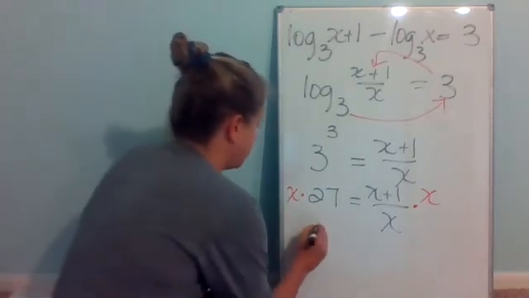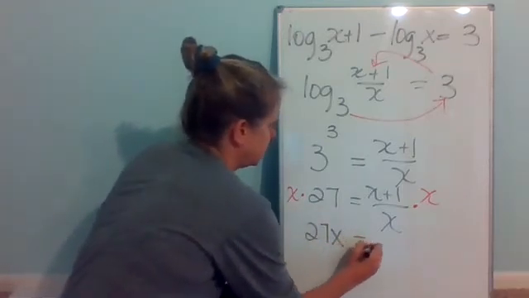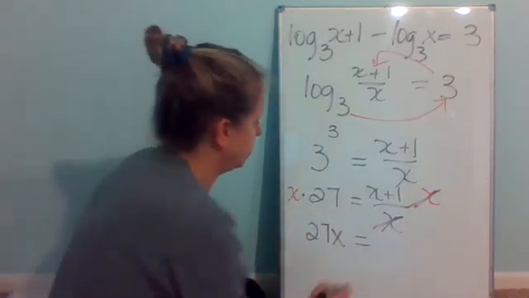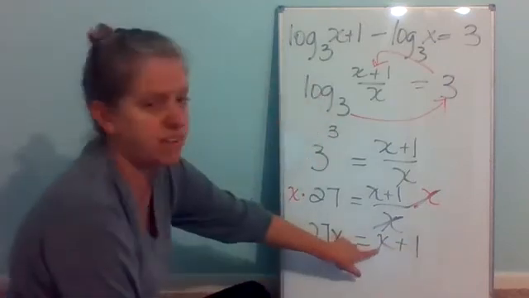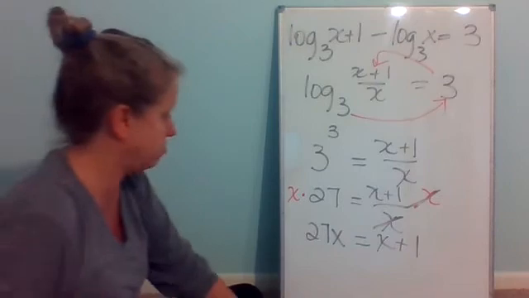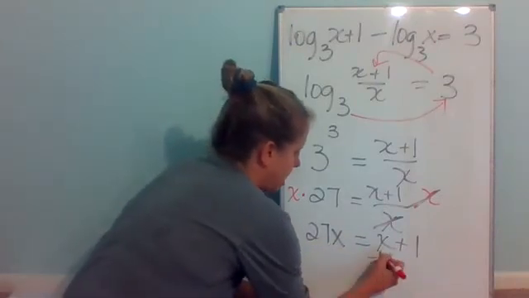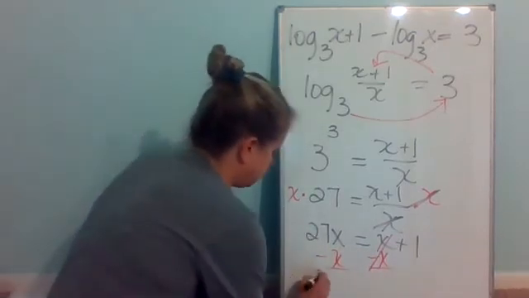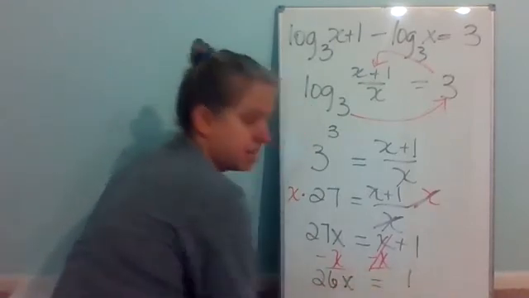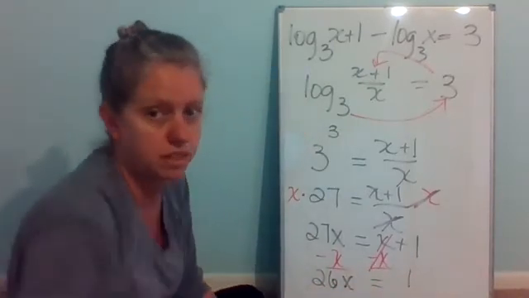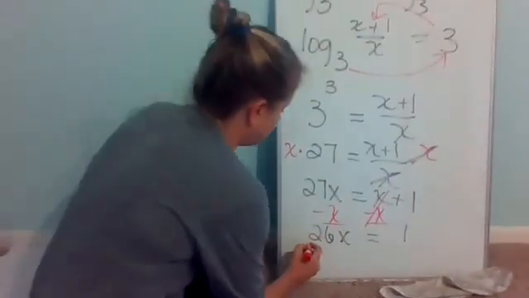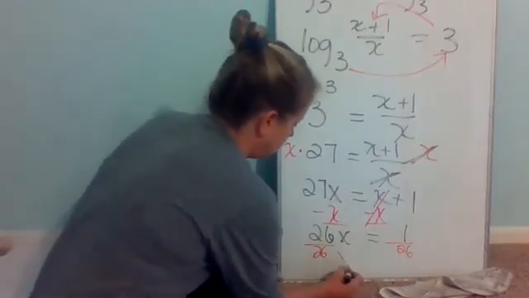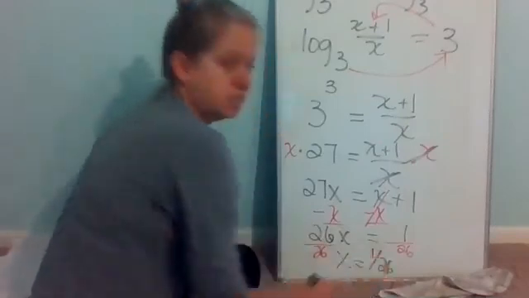On the left, I have x times 27, which is 27x. These cancel. All I have left on the right is the x plus 1. And remember, you're just solving for x, so this time I don't even have an x squared. I'm just solving for x. So I will subtract x from both sides. So 27 minus 1 gives me 26x equals 1. And divide by 26. So x equals 1 over 26.